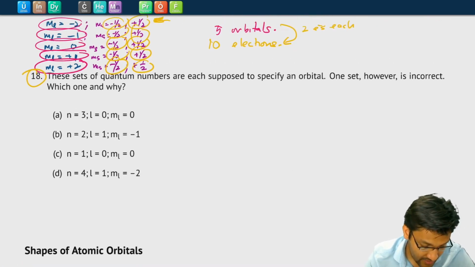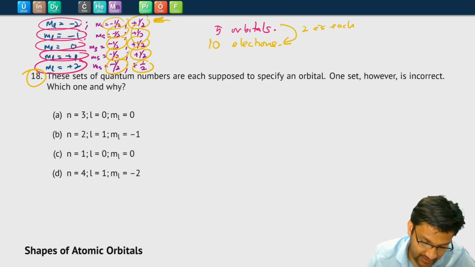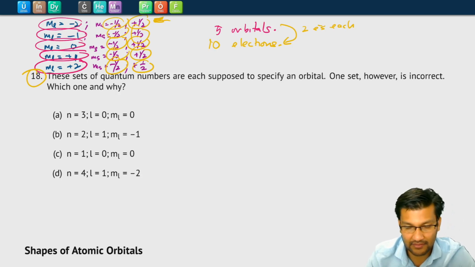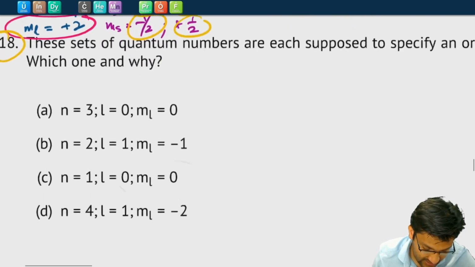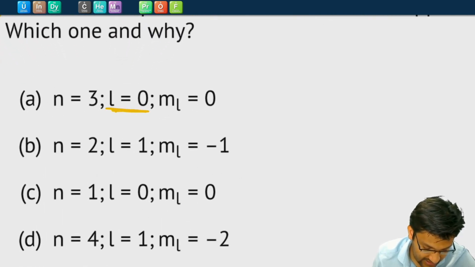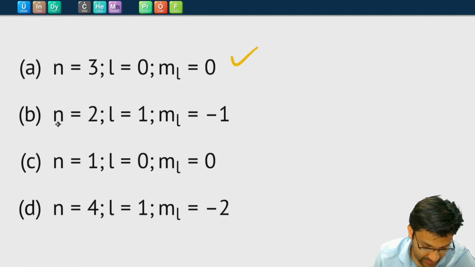Okay, so number 18, they give us different combinations of quantum numbers. And they tell us that one set of combination is incorrect because it's not valid. Something is wrong about it. Let's figure it out. A says N equals 3, L equals 0, ML equals 0. That seems right. L is less than or equal to N minus 1, so that's okay. ML is between -L and +L, which is okay. So this is okay.